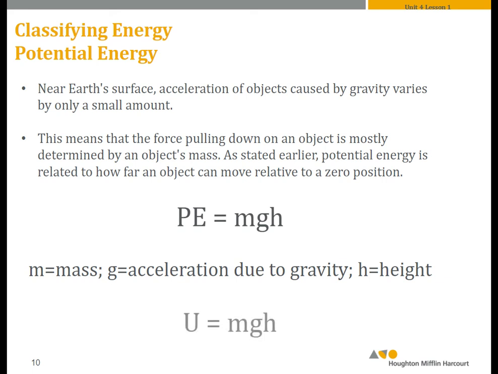You may also see an equation for potential energy written like this: capital U equals mgh. U is a symbol that's used frequently for potential energy. In our textbooks, they tend to use PE, but if you see U, you'll know what it is. U is potential energy.